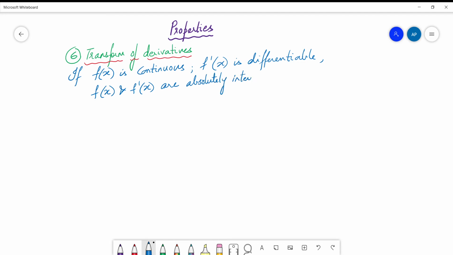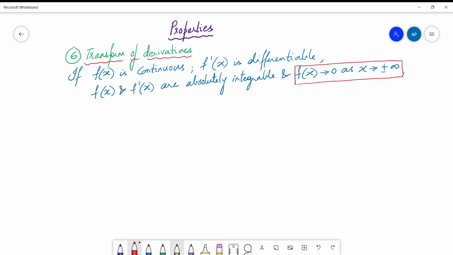And the fourth one would be the main one here: f of x tends to 0 as x tends to plus or minus infinity. So when x is plus infinity or minus infinity, this condition is going to be applied very seriously. Let us not forget, only under this condition can we derive the result.